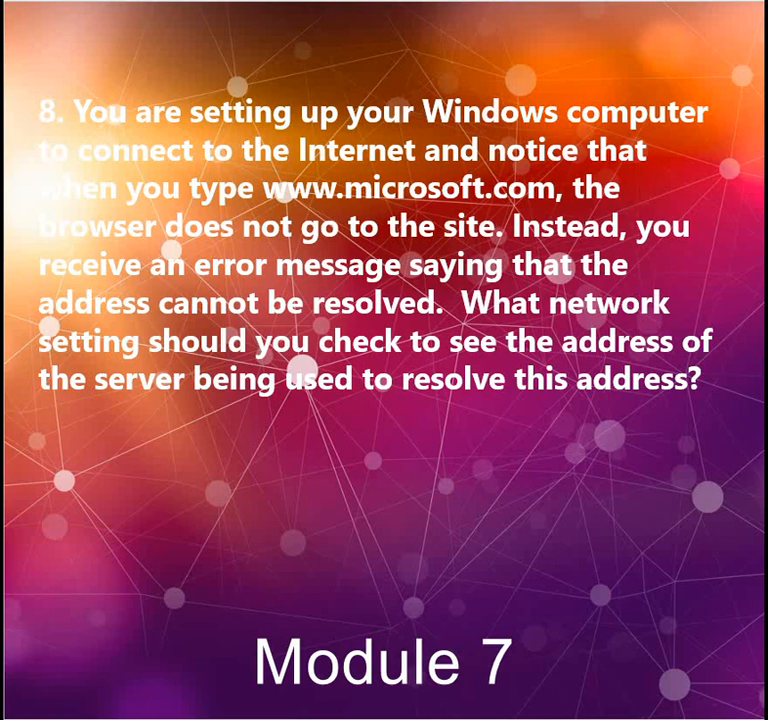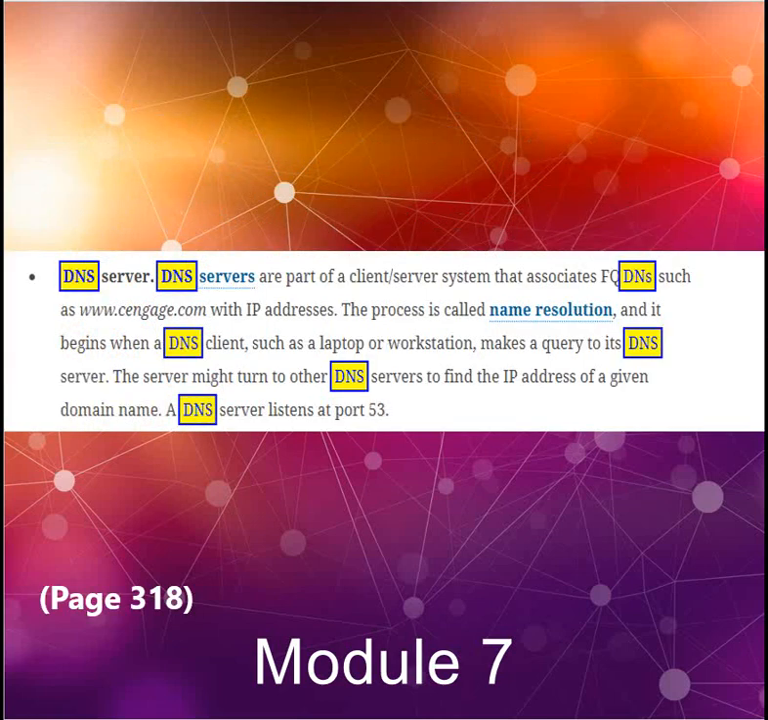So the correct answer for this would be your DNS, which stands for Dynamic Name Server. So DNS servers are part of a client server system that associates fully qualified domain names such as www.cengage with the IP address. So basically what it does is give you that URL and match it up with its IP address, sort of like a phone book. Keeps a record of that.